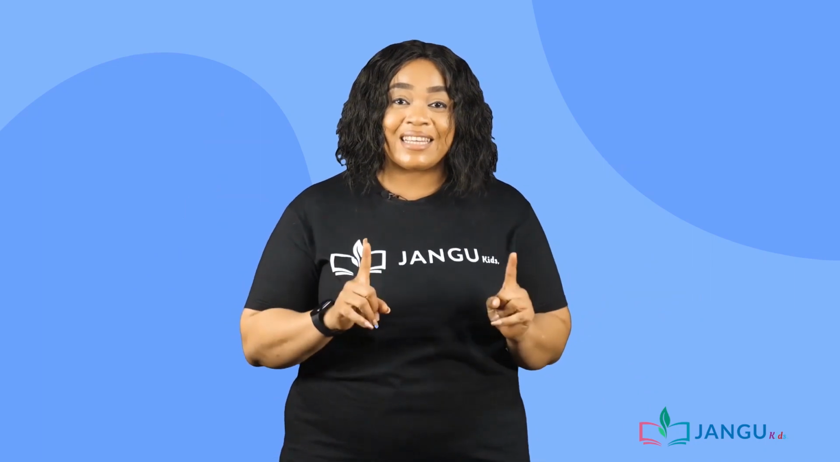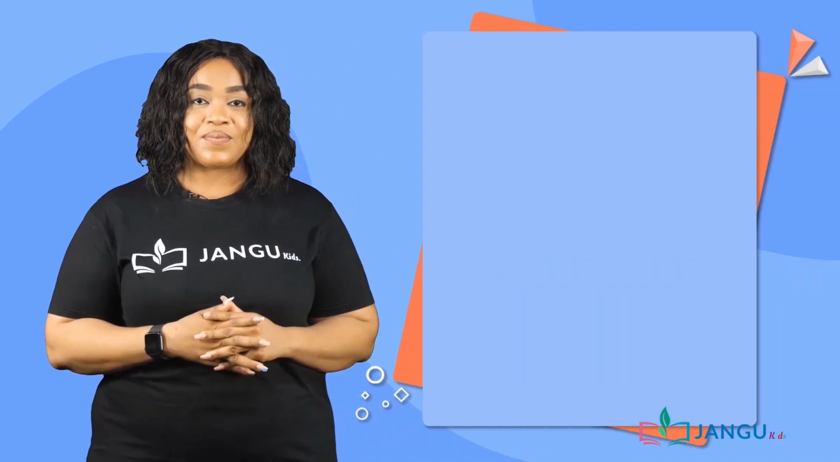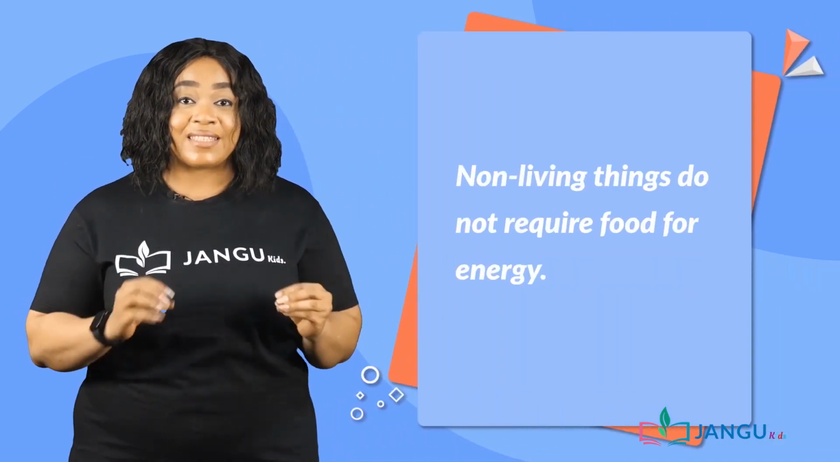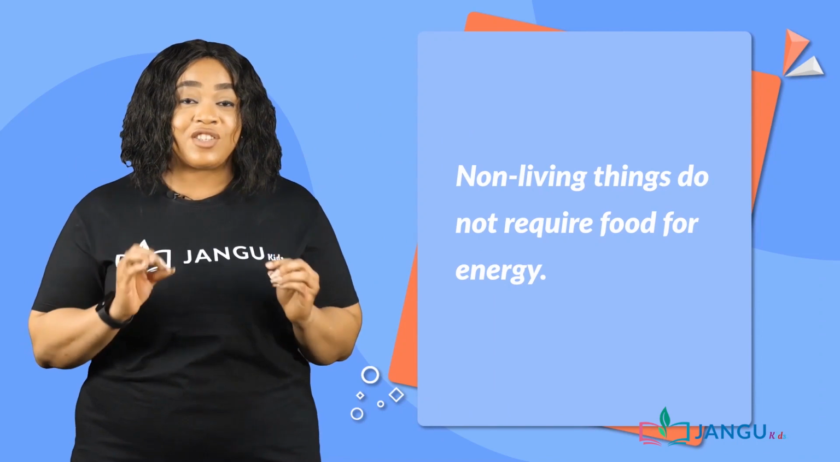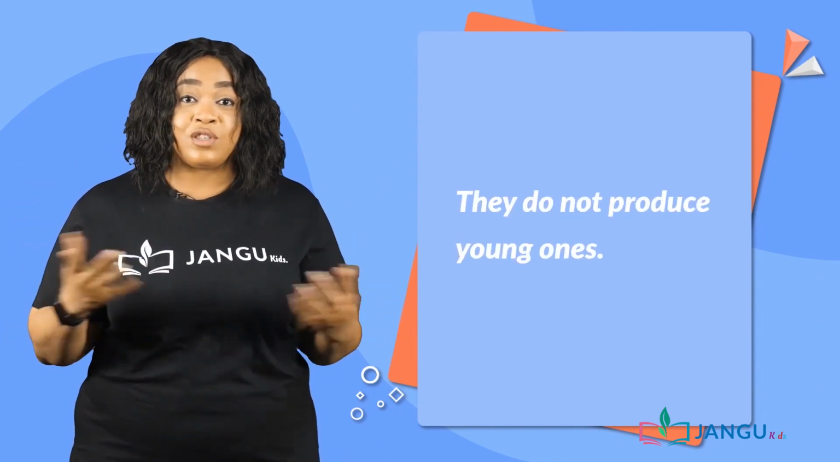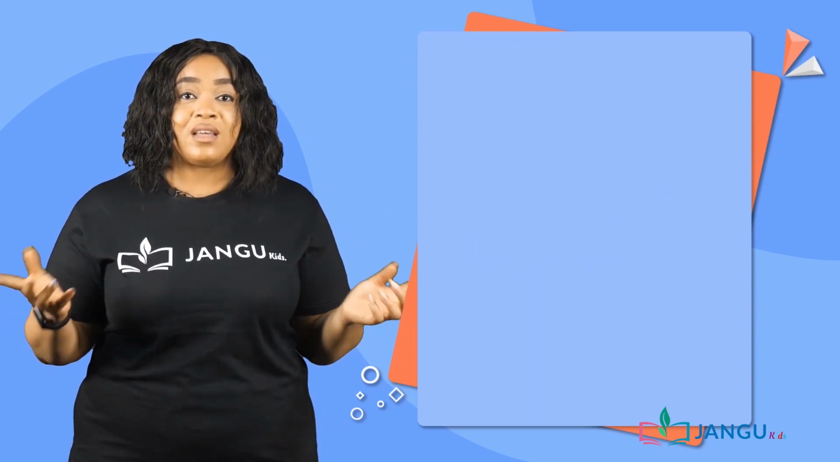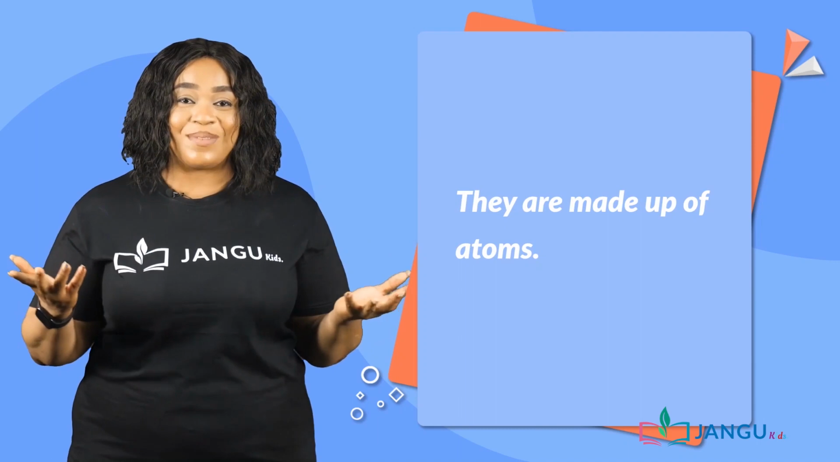Now, let's take a look at the characteristics of non-living things. Non-living things do not require food for energy. They do not excrete. They do not produce young ones. They do not respond to stimuli. They are made up of atoms.